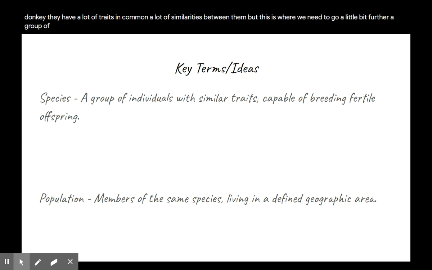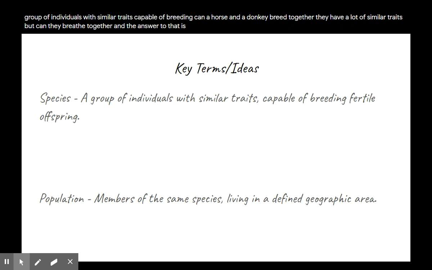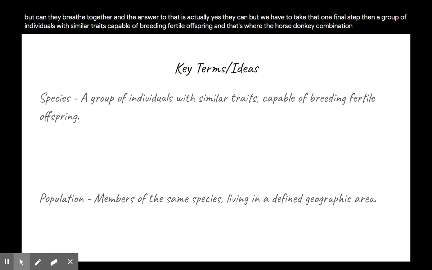A group of individuals with similar traits capable of breeding. Can a horse and a donkey breed together? They have a lot of similar traits, but can they breed together? And the answer to that is actually yes, they can. But we have to take that one final step then. A group of individuals with similar traits capable of breeding fertile offspring. And that's where the horse-donkey combination gets in trouble.